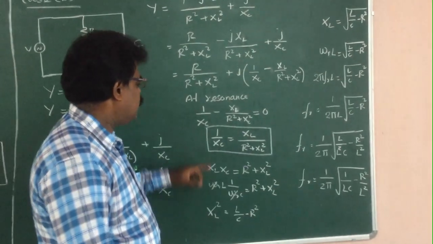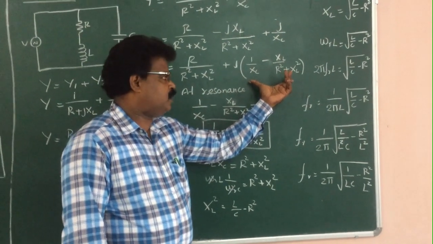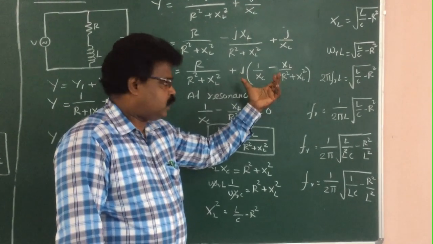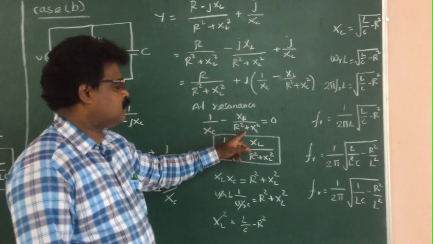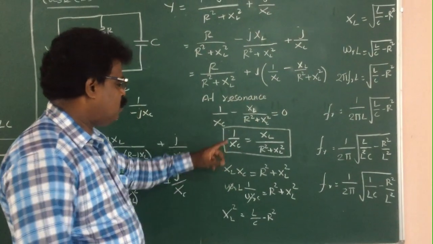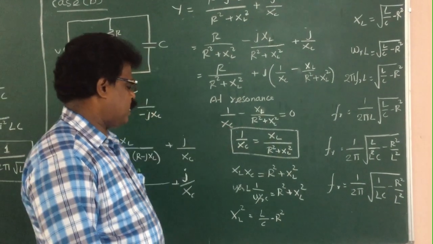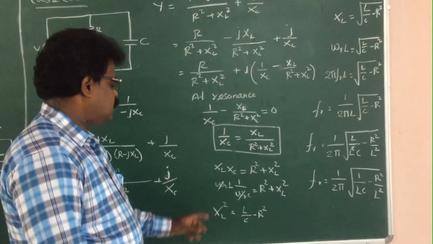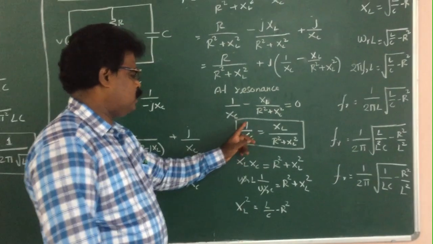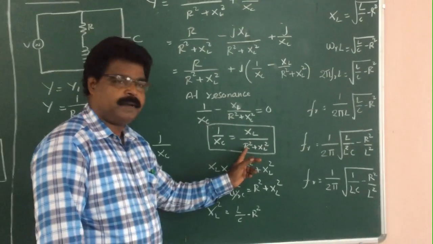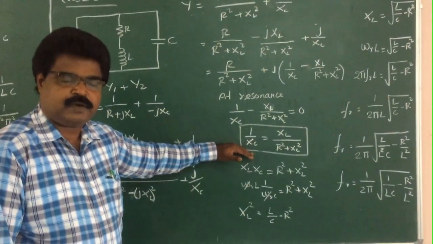At resonance, the j component is equal to 0. Don't take j, only the component of j. That means 1 by XC minus XL divided by R square plus XL square is equal to 0. So 1 by XC is equal to XL divided by R square plus XL square. This is the condition for resonance. From this we are going to derive the resonance frequency formula.